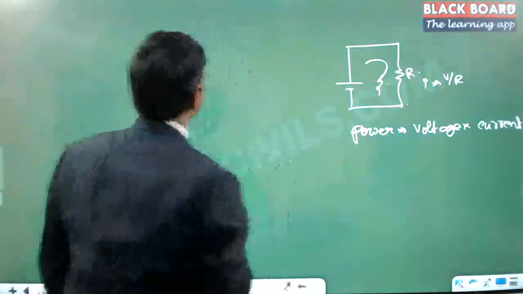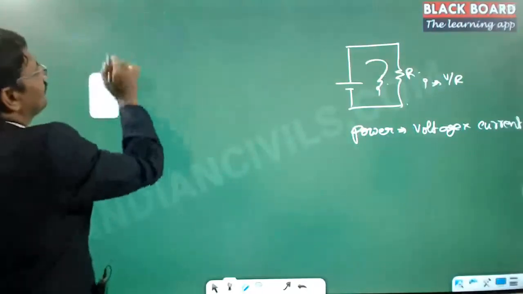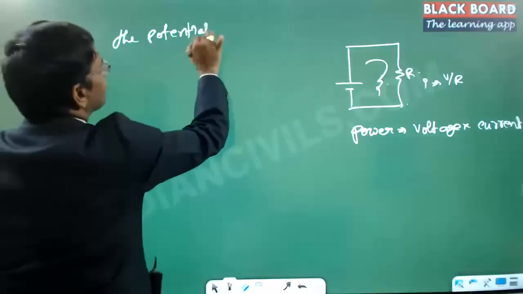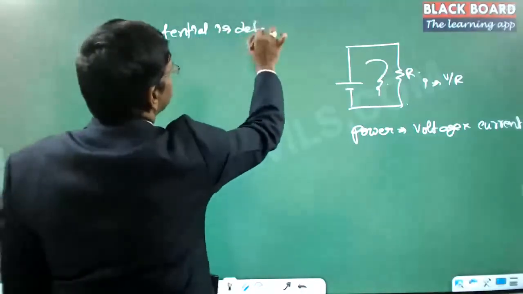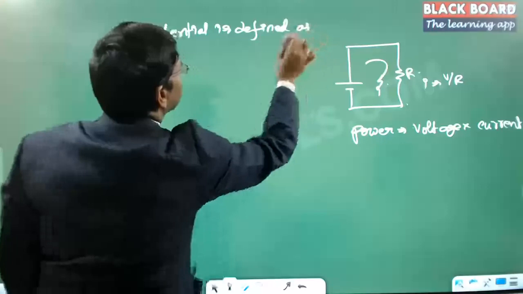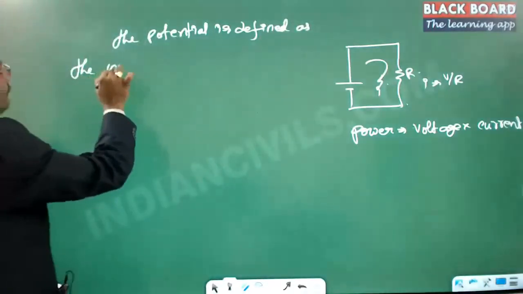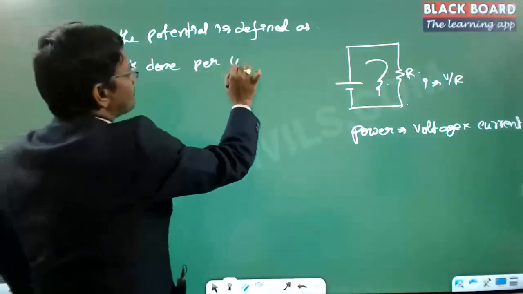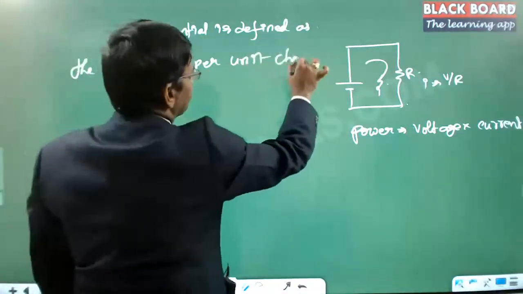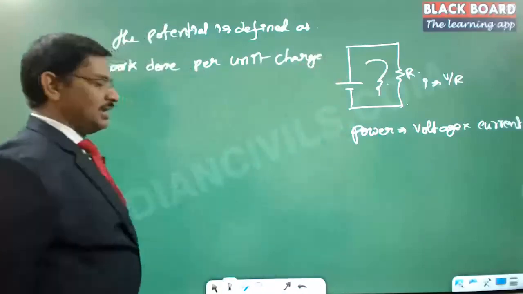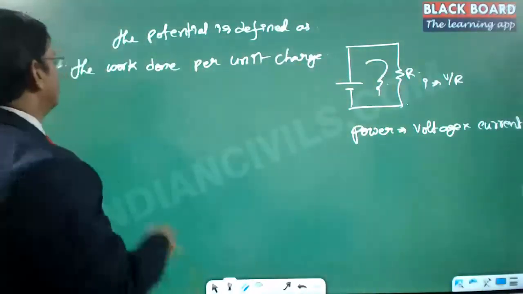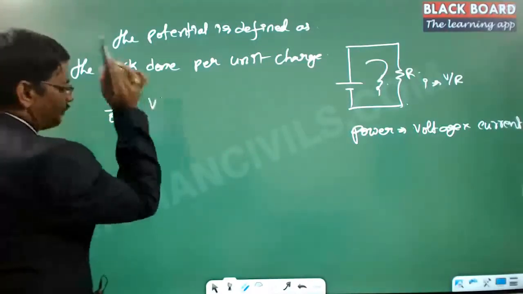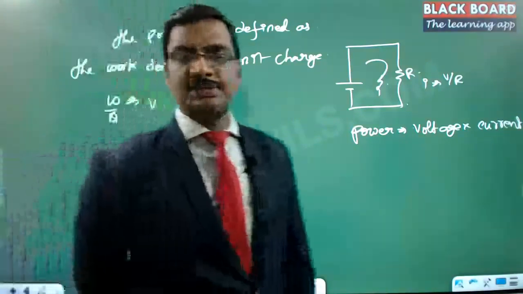So if you notice, we know that the potential is defined as the work done per unit charge. Right? The work done per unit charge, and this is what the potential is. So W by Q is equal to the potential V, and this is by definition.